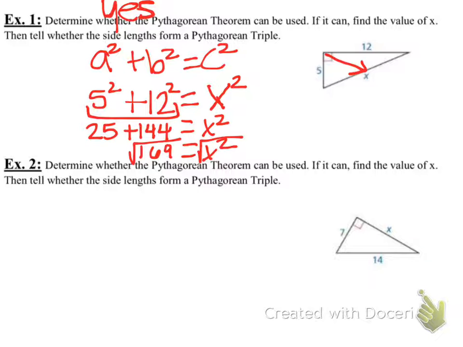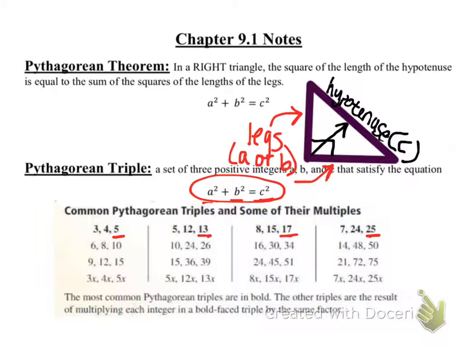When I do that, again, it's an opposite operation, so opposites cancel each other out, and I'm just left with the x value over here on the right, and then whatever the square root of 169 is. In this case, it's a perfect square, so you're going to get a whole number out. It's 13. Okay, so x, this side, is 13. Okay, and when you look over here at your chart, a 5, 12, 13 is actually a very common Pythagorean triple.